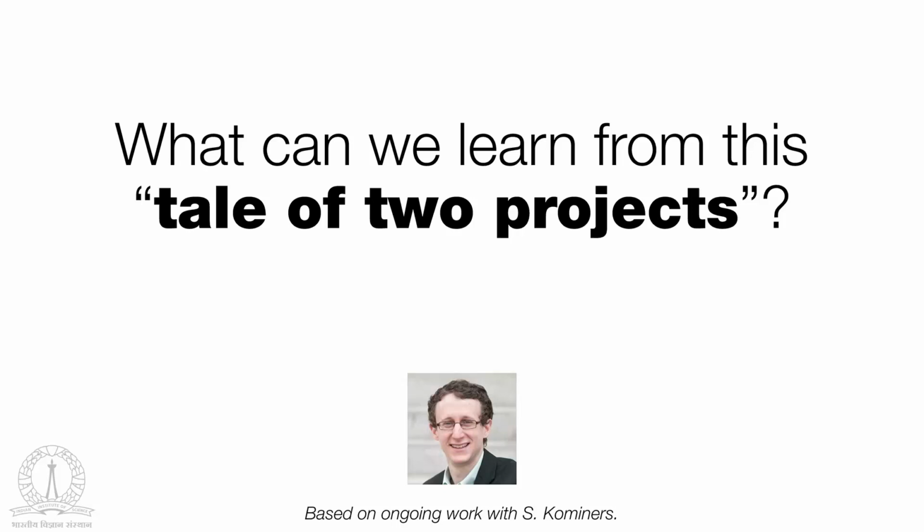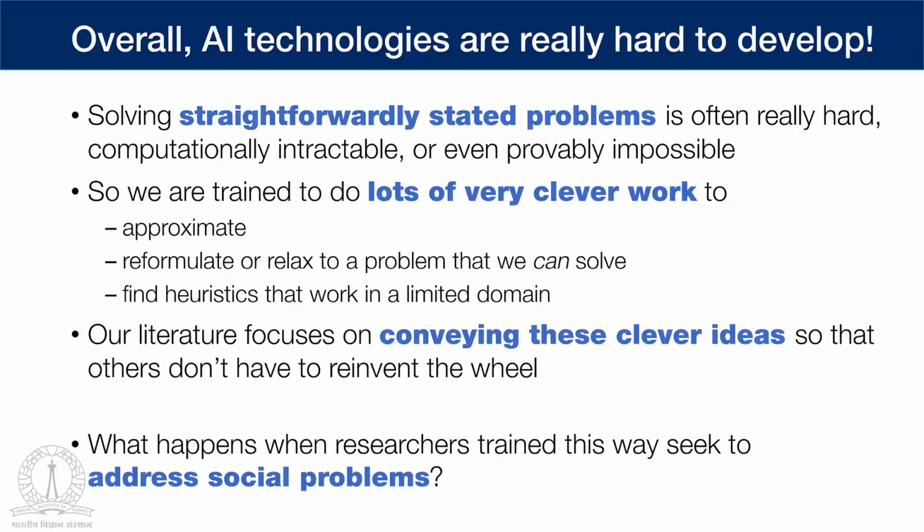So let me end by giving a couple of reflections on what we can learn from this tale of two projects, from these two different vignettes, and what this means for doing socially impactful research. Overall, it seems to me that AI technologies that get used in the real world are really hard to develop. Solving even really straightforwardly stated problems is often pretty difficult. Indeed, it's often computationally intractable or even provably impossible to do properly. So we as engineers are trained to do lots of really clever work to come up with approximate solutions, to reformulate the problem or relax it to something we can solve, to come up with heuristics that allow us to attack the problem in a limited domain.